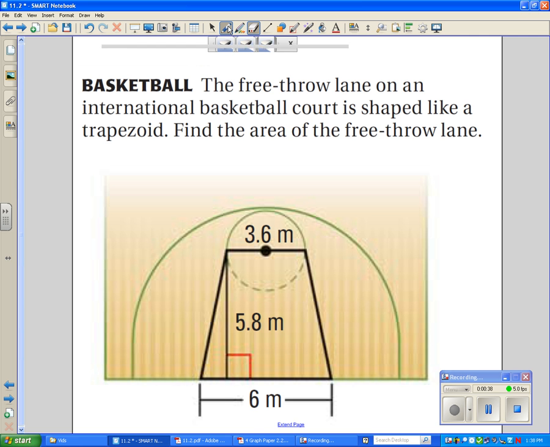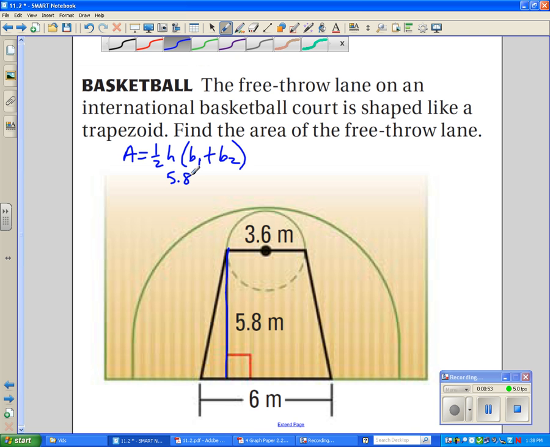All you have to do is identify what you need for the formula. Remember, the formula is 1/2 times the height, base 1 plus base 2. Once you get all your values, you just plug them in. So the height between these two bases is 5.8, and we're going to multiply this by base 1, which I'm going to call the bottom, plus the top one, base 2, and then we multiply this by 1/2.